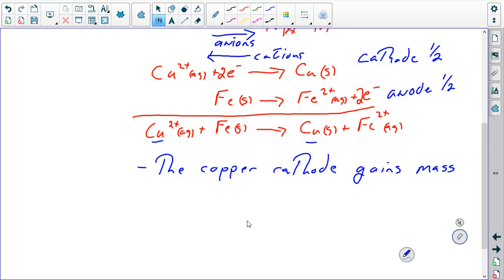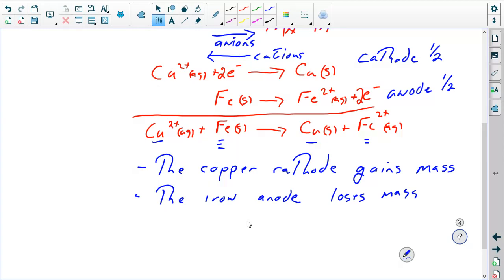We have solid iron becoming iron ions. So what's happening to that iron anode? Losing mass. Now, if it happens, that's not true in every case. In a lot of cases, the cathode will gain mass and the anode will lose mass, but not every case, depending upon what the anode and the cathode are.